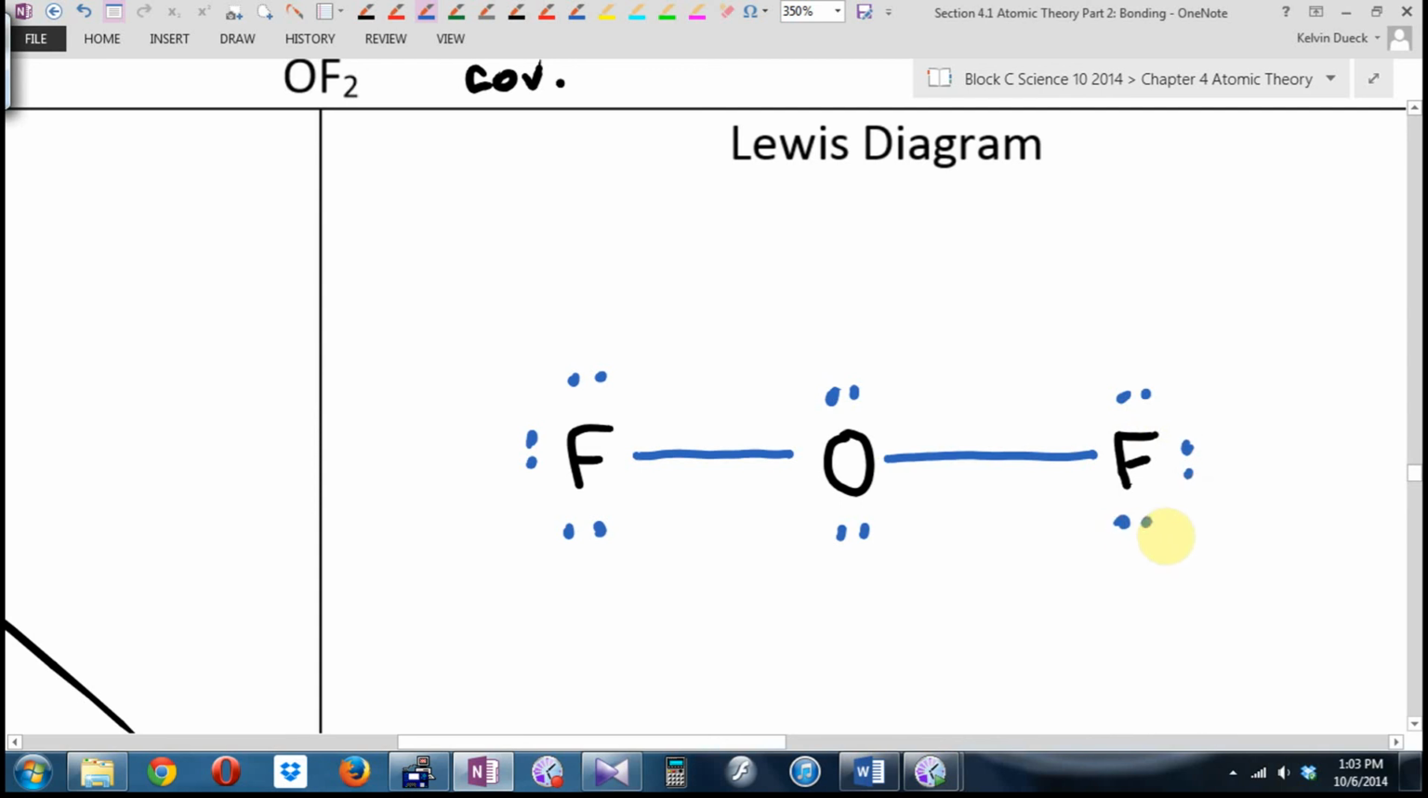That is a Lewis diagram of the covalent bond molecule, oxygen difluoride. And you haven't learned how we name those yet, but that's coming down the pipe. Is that okay?